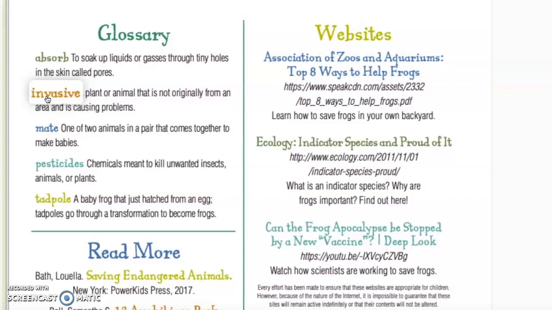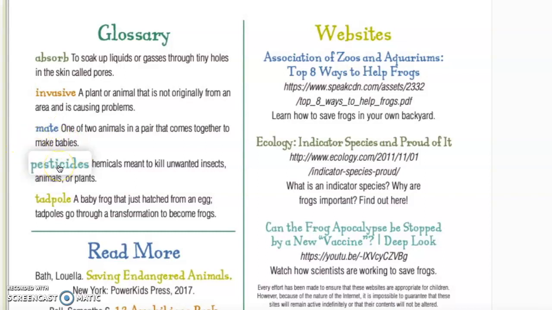Okay? Our next word is mate. There are two different ways you can look at mate. Mate is like your first mate on a ship, or in this case, it's one of two animals in a pair that comes together to make babies. So mate just means a boyfriend or a girlfriend, or someone that's going to come together to make babies. Okay?